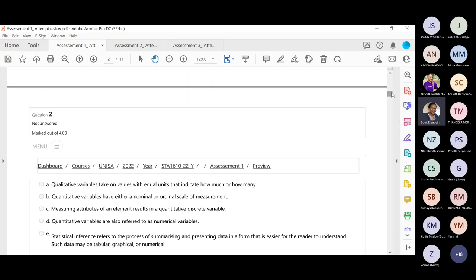Sorry, the question is which one of the following statements is correct with regards to variables and statistical inference. We're looking for the correct statement. So which one of these statements is correct? E is not correct because E says statistical inference, but that should be descriptive statistics, which refers to the process. So which one of those statements is correct?